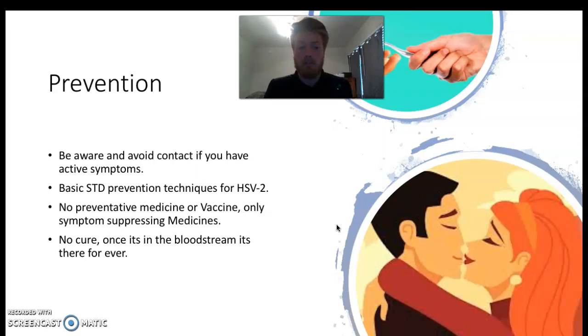There's no preventative medicine or vaccine, only symptom-suppressing medicines, and some of those have gotten pretty good, but there is no cure for this. Once it's in the bloodstream, it's there forever. Those flare-ups will happen every once in a while, and that's when you're at your most infectious, and most people are asymptomatic, but I'll get to that in the next slide.